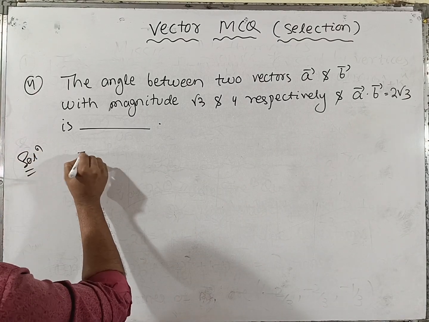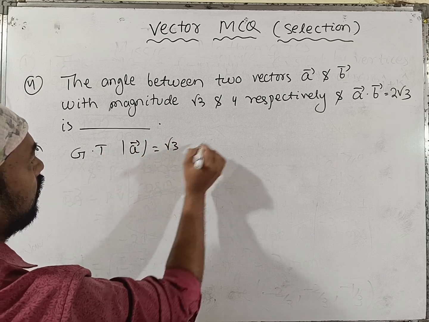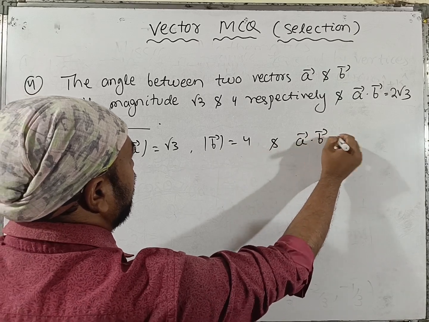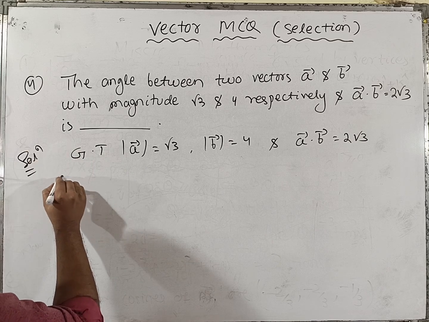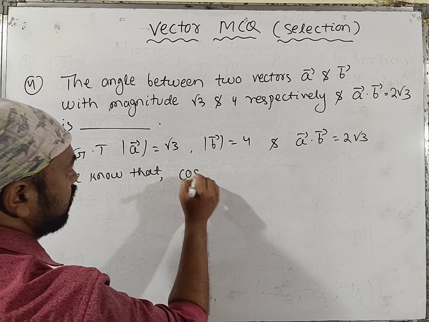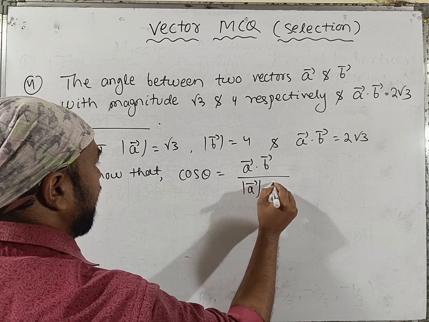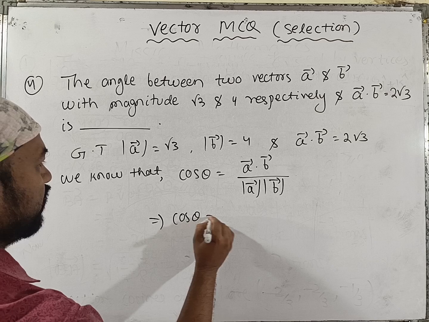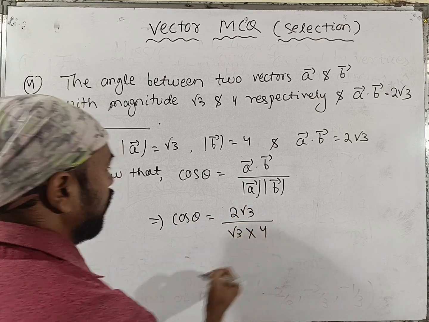Solution. Given that the magnitude of A vector is root 3, the magnitude of B vector is 4, and the dot product of A vector and B vector is 2 root 3. We have to find out the angle between the two vectors. We know that cos theta is equal to A vector dot B vector divided by magnitude of A vector multiplied with magnitude of B vector. Then by putting these values here, 2 root 3 whole divided by root 3 into 4.